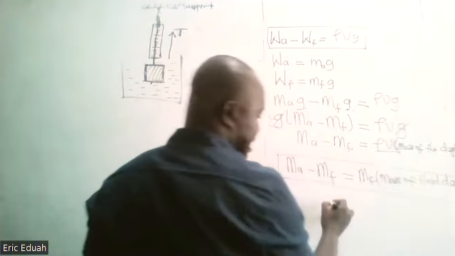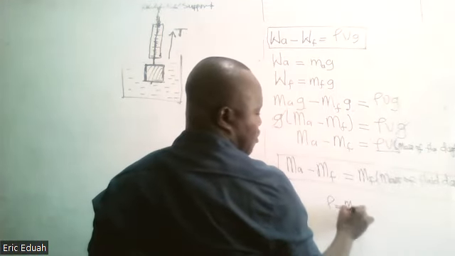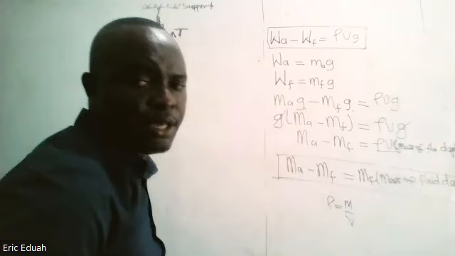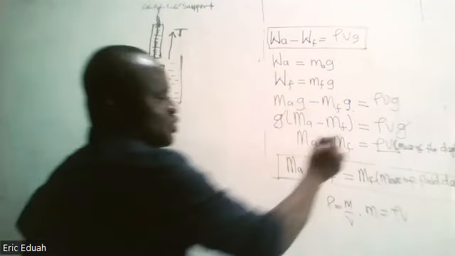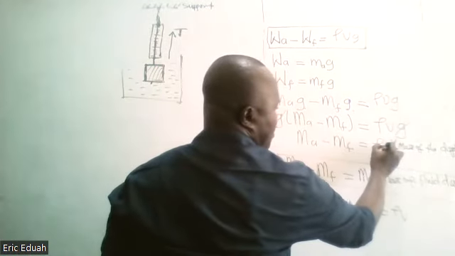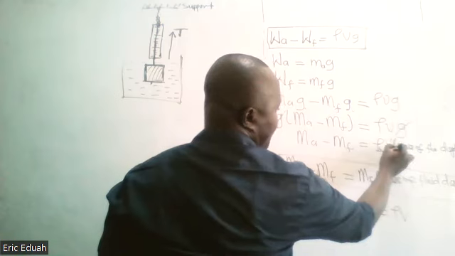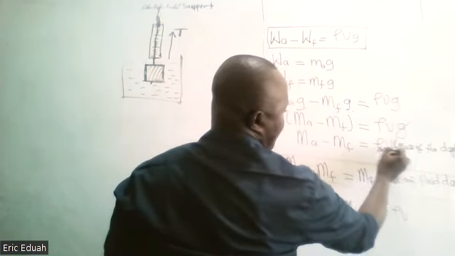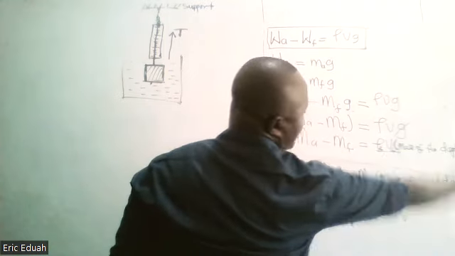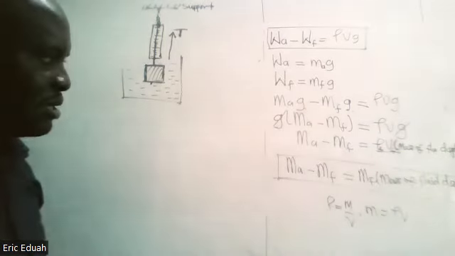I was just trying to let you know that rho V... See, density is equal to mass over volume, right? So when you make mass the subject, you have rho V. So I was just explaining to you that this rho V is rho L V L, the mass of fluid displaced.